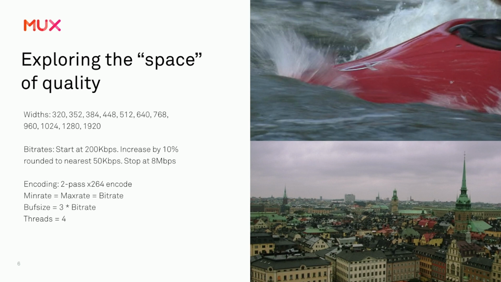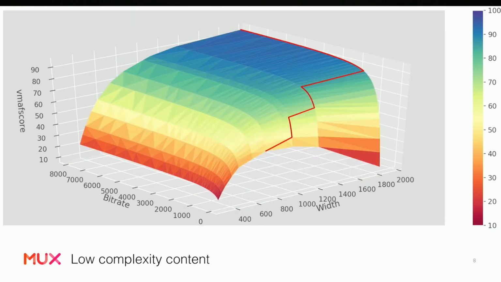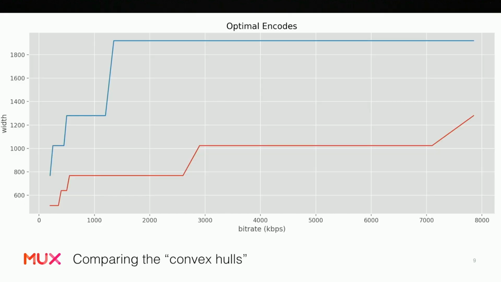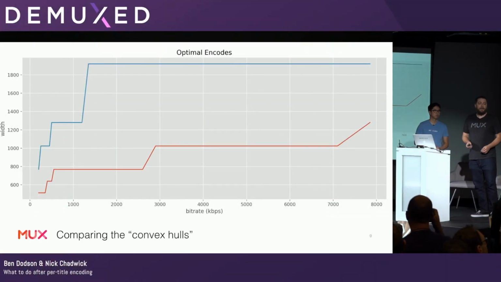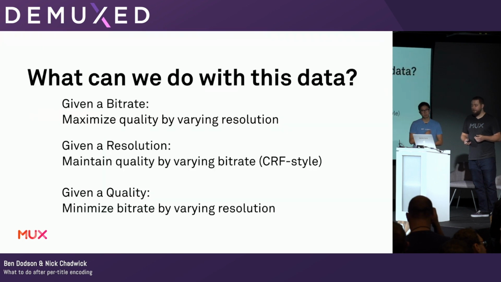You can see that that shifts up. Now look what happens with the lower complexity content. Here, the shape of the surface shifts dramatically. And also, that line going through here, picking out which encode would maximize quality for a given bit rate, also shifts. Plotting that in 2D, you can see that this is a representation of that convex hull, where we're following along, given a bit rate, what would be the width that would maximize our VMAF quality.